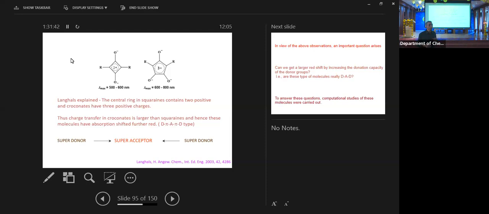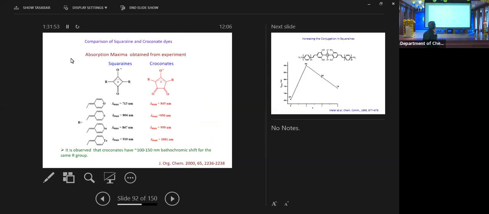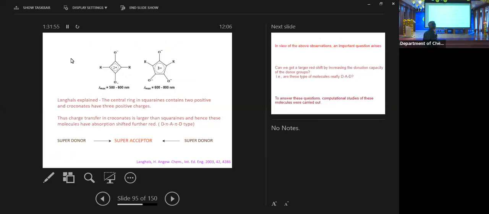Am I making sense? Okay, very few PhD scholars are here. That's true. It's a big journal anyway. It's a big journal, and we were struggling. So then, what did we do? We said we should do calculations on this.